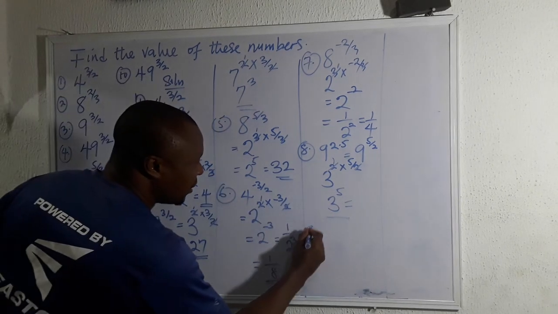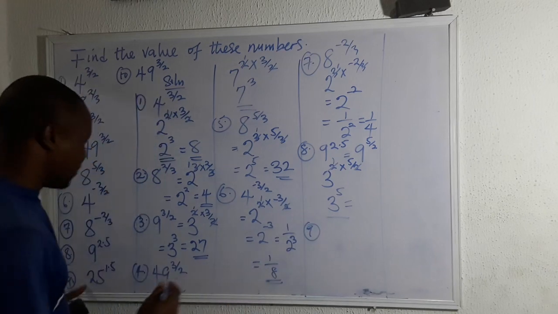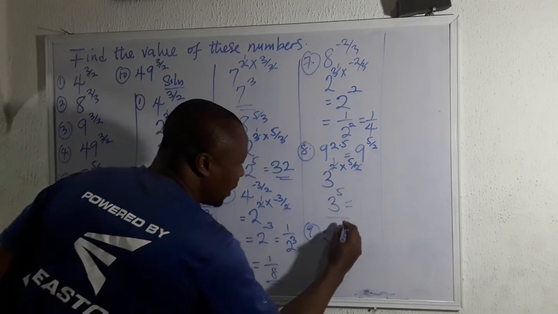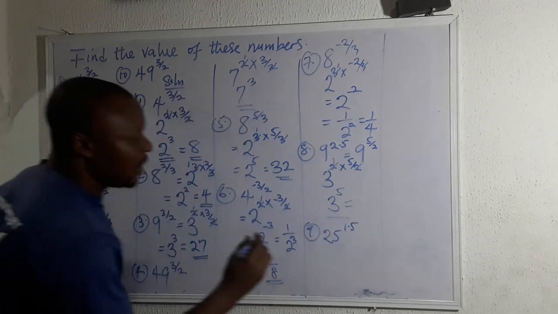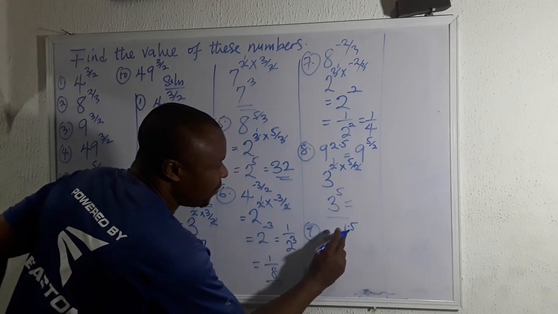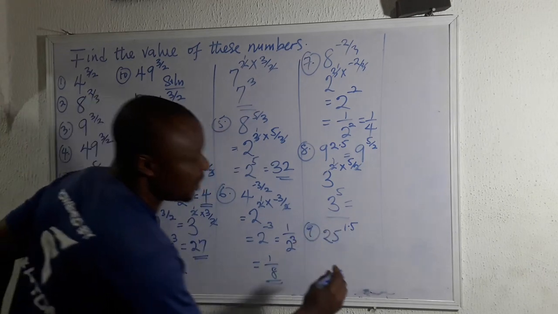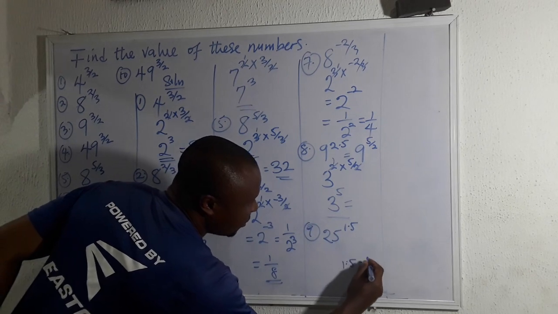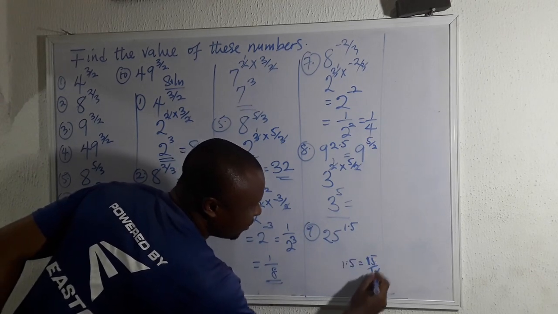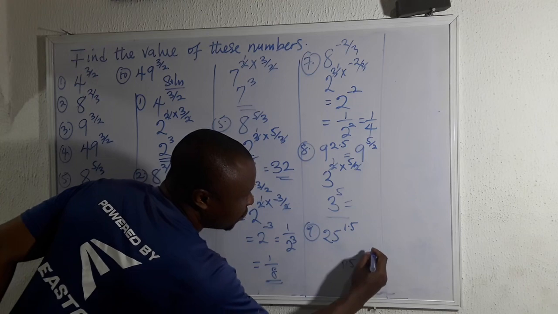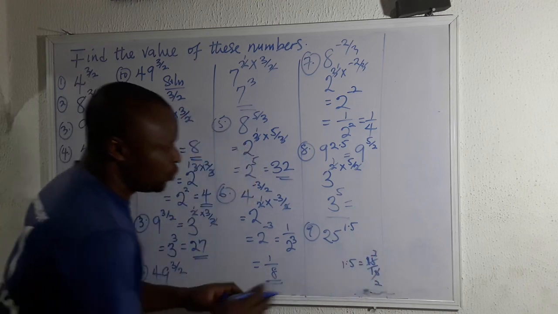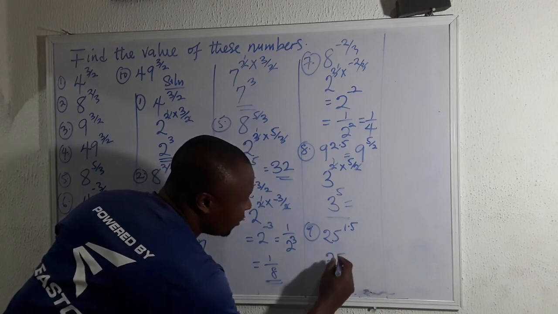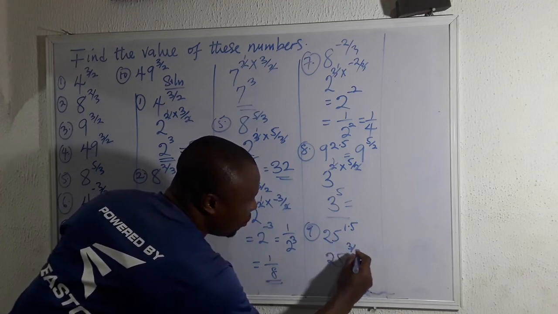Then number 9, we have 25 raised to the power 1.5. Now, 1.5 is the same thing as 3 over 2, because 1.5 is the same thing as 15 over 10. 5 into this is 2, 5 into this is 3. So it's 3 over 2. So we can rewrite this as 25 raised to the power 3 over 2.